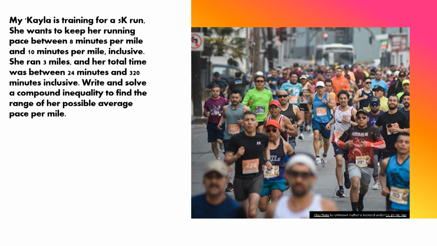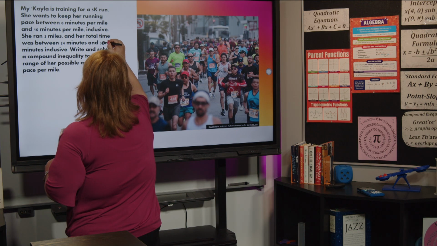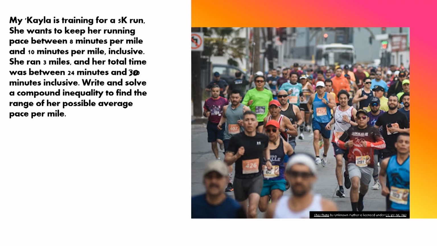All right, bunch of people running. We got a marathon. Michaela is training for a 5K run. She wants to keep her running pace between 8 minutes per mile and 10 minutes per mile inclusive. She ran 3 miles and her total time was between 24 minutes and that is supposed to be 30 minutes. So I'm going to go ahead and fix that before I set you loose to work. It's supposed to be 30 minutes. Inclusive. Write and solve a compound inequality to find the range of her possible average pace per mile.